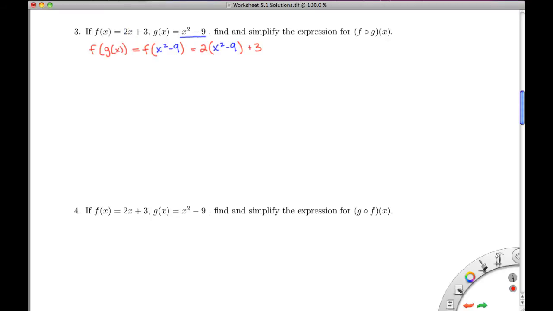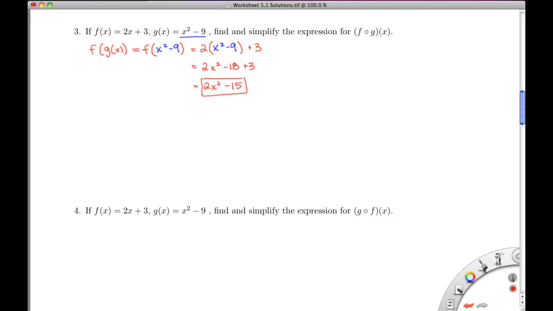Okay, so now all we have to do is multiply this out, see if we can combine or cancel anything, and we should be done. So let's go ahead and distribute the 2. So we'll have 2x squared minus 18, and we've got that plus 3. So we combine our two constant terms, and we'll get 2x squared minus 15. And this is our composite function.